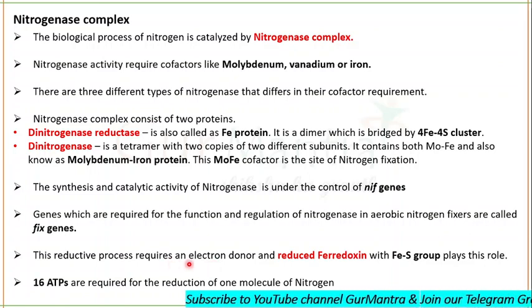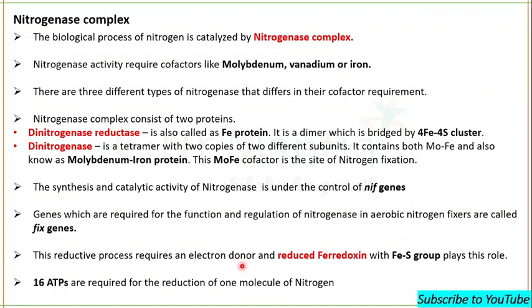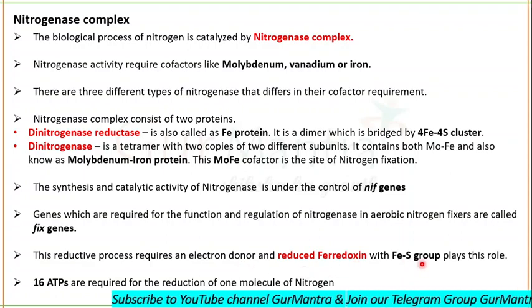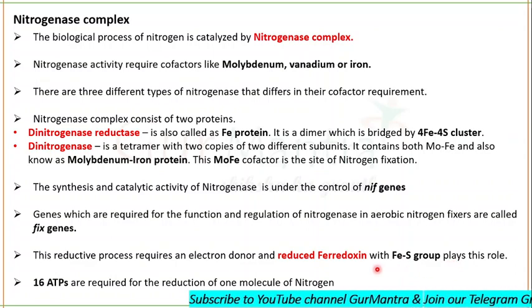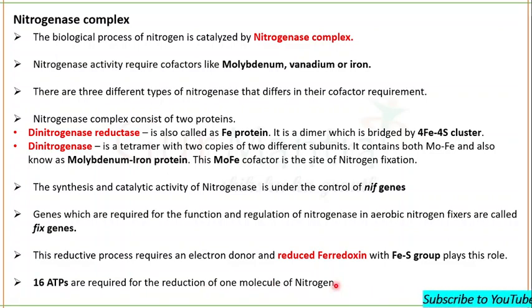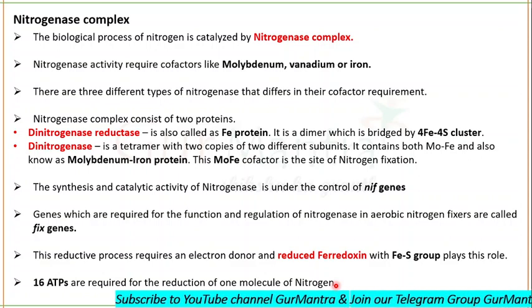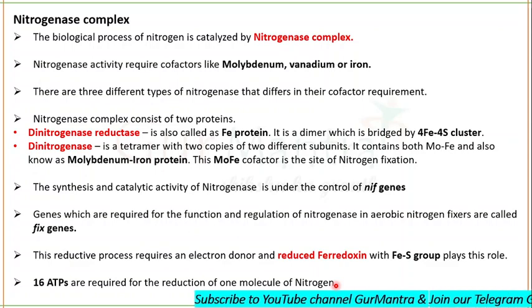Okay, and the number of electrons is 6 when no hydrogen is produced. But during the reductive process, an electron donor is required. In this case the electron donor is reduced ferredoxin, which has an iron sulfur group, and it plays an important role during the reduction of nitrogen into ammonia. For one molecule of nitrogen, there is a requirement of 16 ATP. If I am saying 2 molecules of nitrogen, there will be the formation of 4 ammonia and the requirement of ATPs will be 32. You understand?